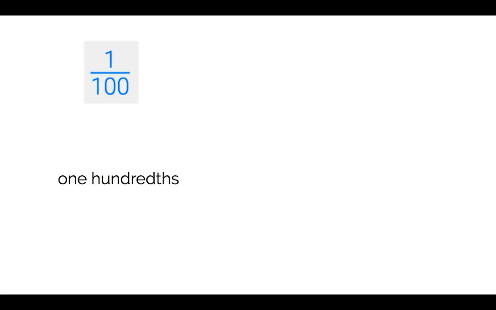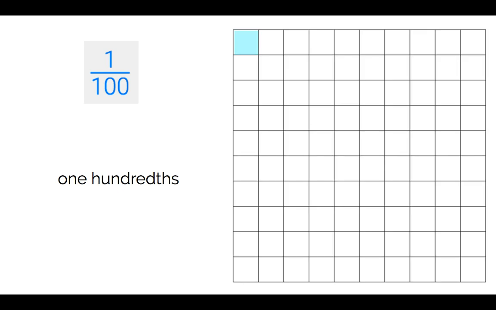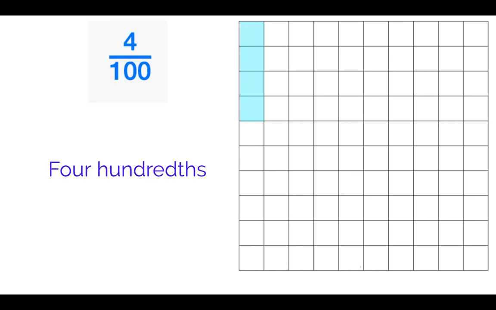If you remember from Monday, we have a whole, and our whole is broken up into 100 equal pieces, which we call hundredths. For example, the fraction 1/100th can be represented by this picture. Again, the whole is broken up into 100 equal pieces and one of them is shaded. For this picture, we have our whole again, broken up into 100 pieces, and 4 of them are shaded. So this picture represents the fraction 4/100ths.